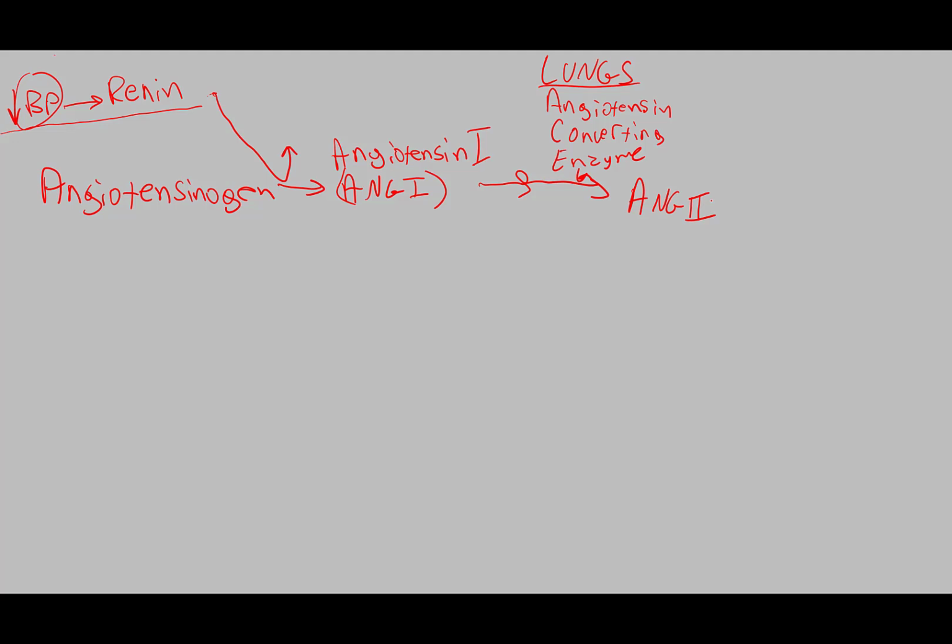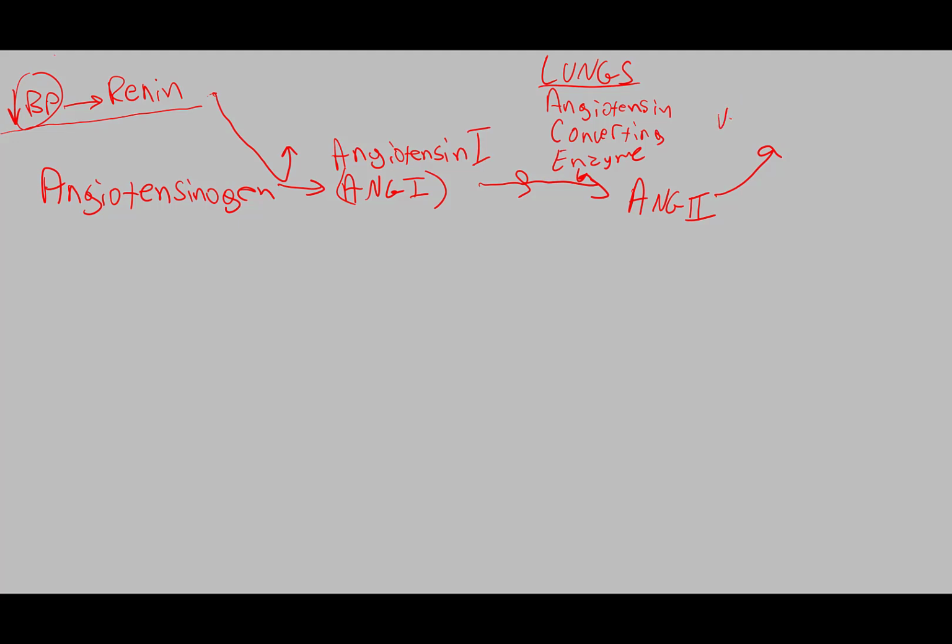Angiotensin converting enzyme converts Ang1 into Ang2. So now Ang2 is circulating in the bloodstream. And Ang2 does two separate things. It does one short term and one long term. So let's look at the short term first. Ang2, what did we call it? The most potent vasoconstrictor in the body.